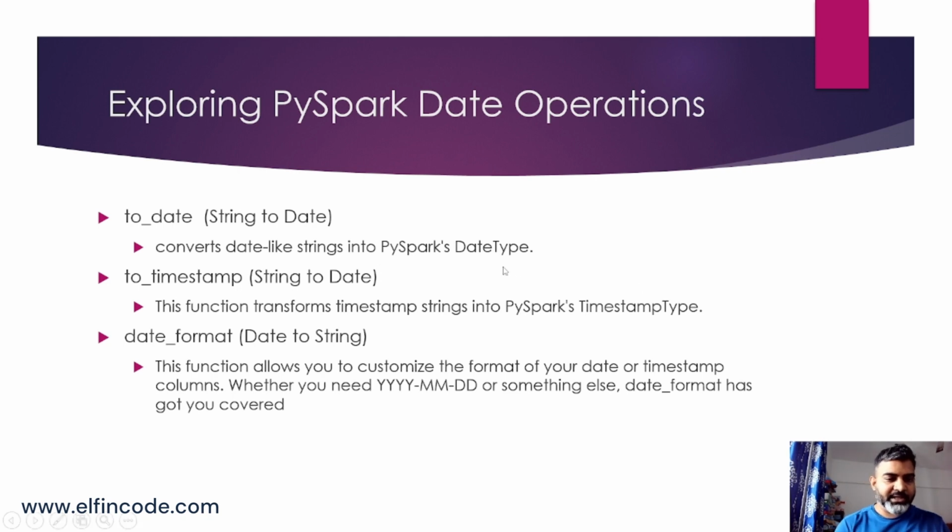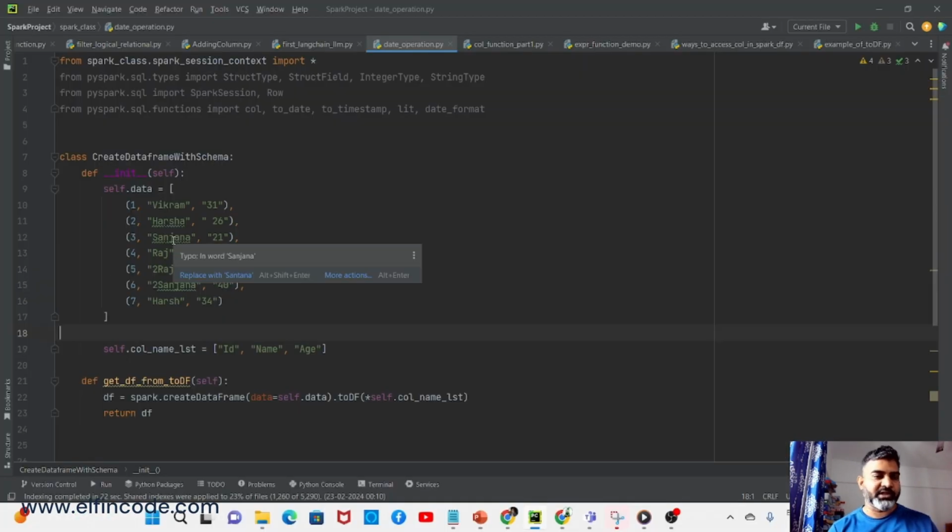Okay, so now these three different functions fall into two different categories. One is string to date, which means that if you have any column which is of string type, and you want to convert it to the date data type, or let's say timestamp data type, then you may be using toDate or toTimestamp function. Whereas if you have any column which is of date type and you want to convert it to the string type, then you will be using the date_format function. Okay, so let us go to the practical area to understand more on this function.